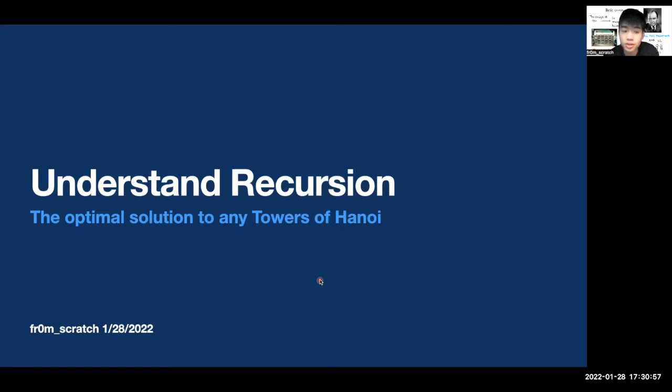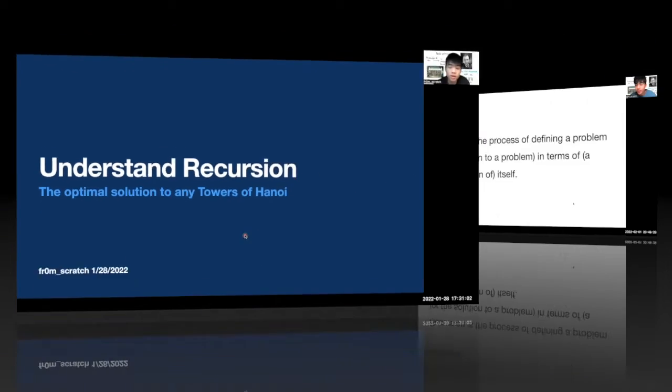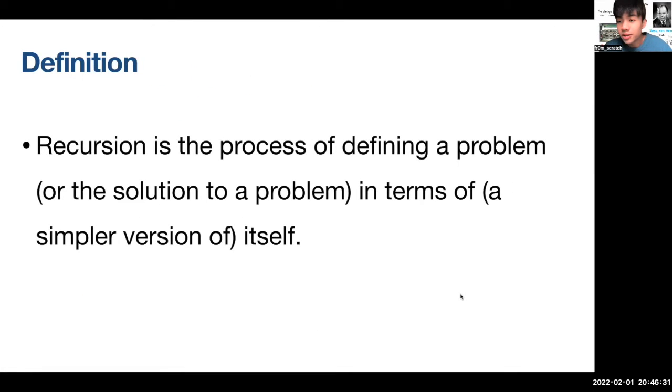Understand recursion, which is also the optimal solution to any Towers of Hanoi. Recursion, by definition, is the process of defining a problem in terms of a simpler version of itself. Well, this sounds complicated and confusing, right? So let us first look at the game Hanoi.